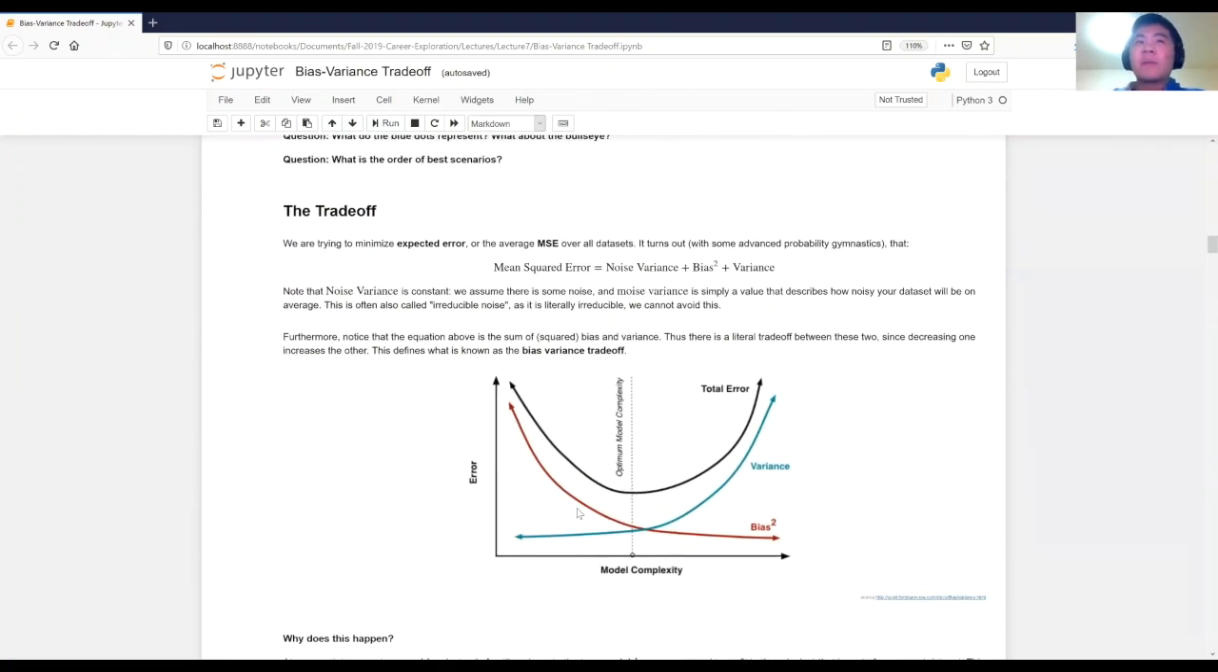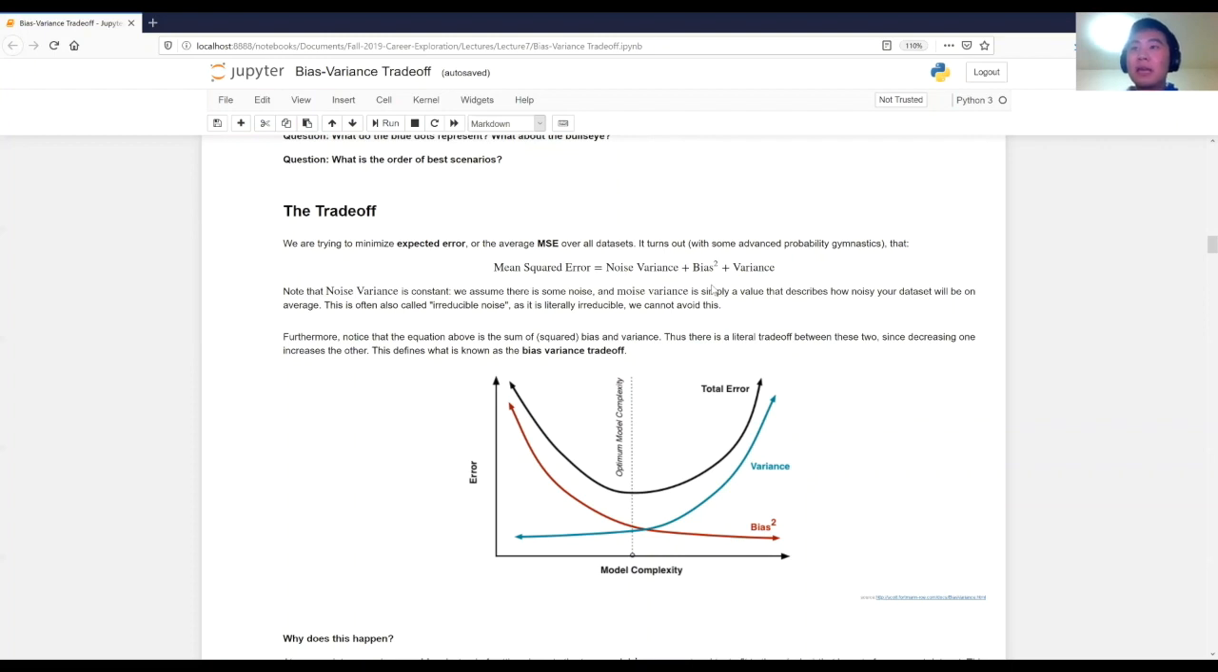So let's talk about the trade-off more concretely. When we talk about mean squared error, as I was describing earlier, we can actually break that up into 3 different terms: noise variance, bias squared, and variance. Noise variance is irreducible noise. It is noise that I cannot avoid no matter what. So it's impossible for me to get a model with 0 mean squared error because there is at least some noise variance.